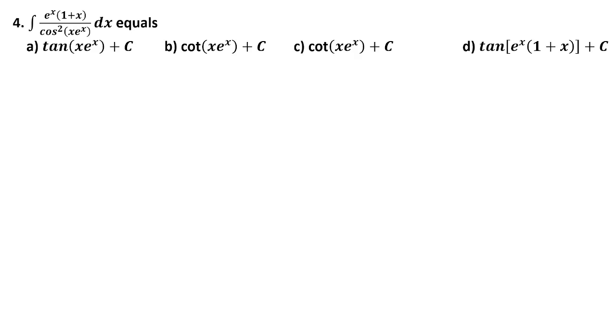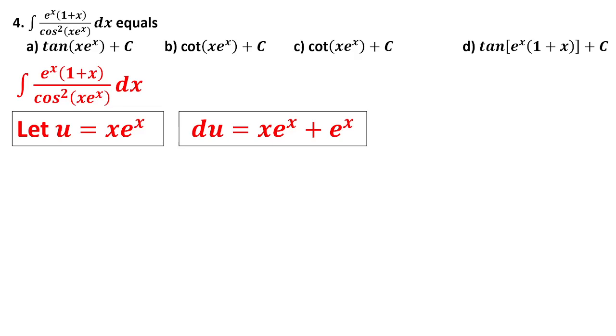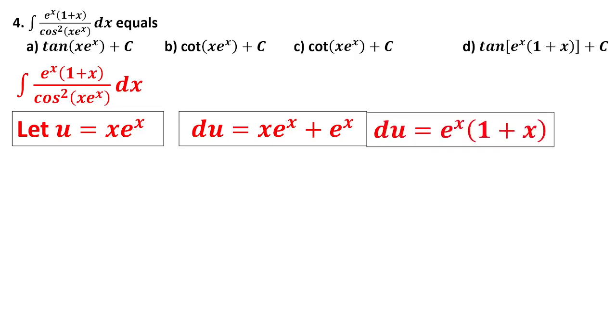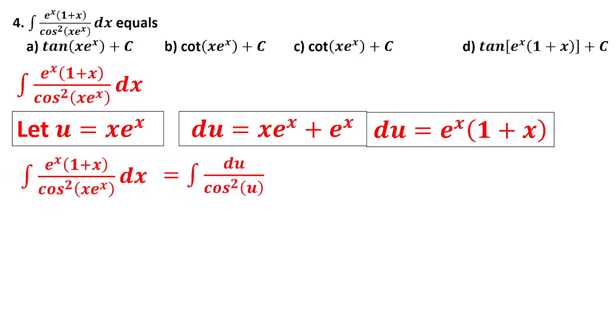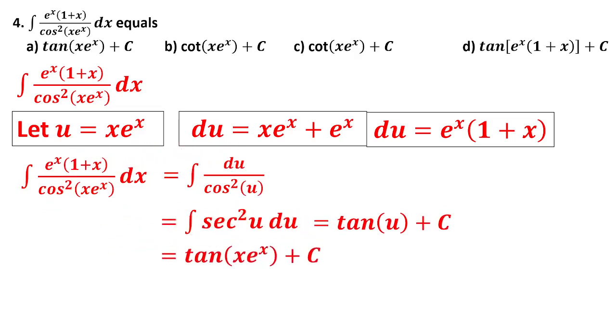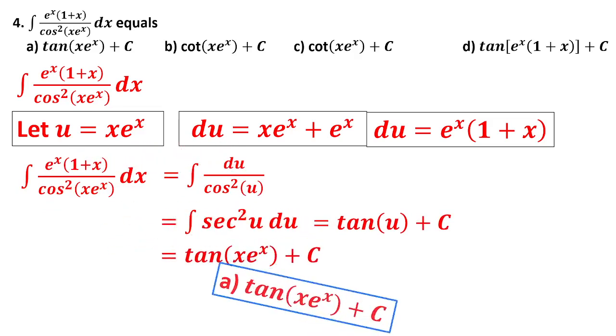Problem number 4, e power x into 1 plus x by cos square of x into e power x. By looking at the given problem itself, I can visualize that the differentiation of x into e power x is there in the numerator. Therefore I will do it by substitution. Du is x into e power x plus e power x by using product rule. By taking e power x outside, e power x into 1 plus x. It is in the numerator. Therefore it will become du upon cos square u. Secant square u integration is tan u. Therefore it is tan of x into e power x plus c. The answer is A.